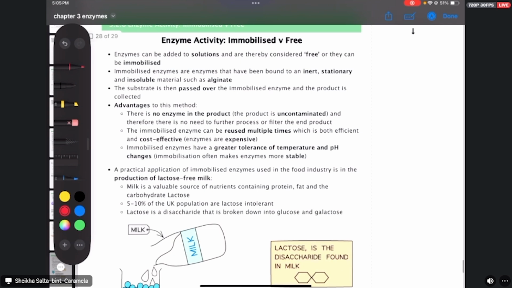Now, there are two types we can measure enzyme activity. One is immobilized, and the other is free. Immobilized enzymes are enzymes that we make stationary and insoluble using alginate, and the substrate is passed over this immobilized enzyme to perform the reaction.